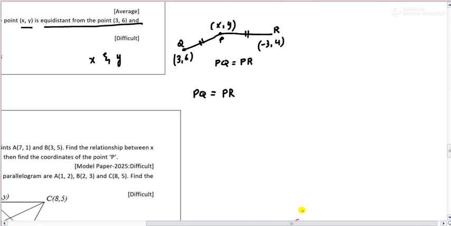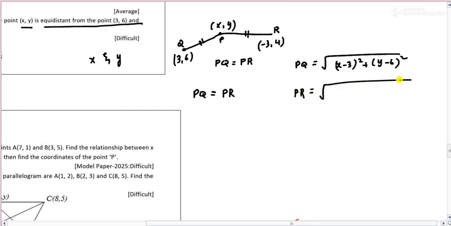So I'll just do it. Let's find PQ first. PQ is equal to root of x minus 3 whole square plus y minus 6 whole square. So this is PQ. And now I'll write PR as well. PR is equal to root of x minus of minus 3 whole square plus y minus 4 whole square. Got it? So these are PQ and PR.